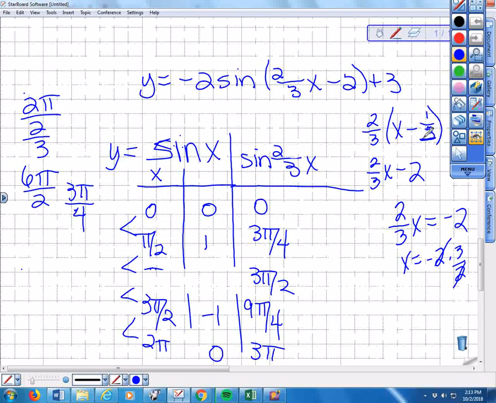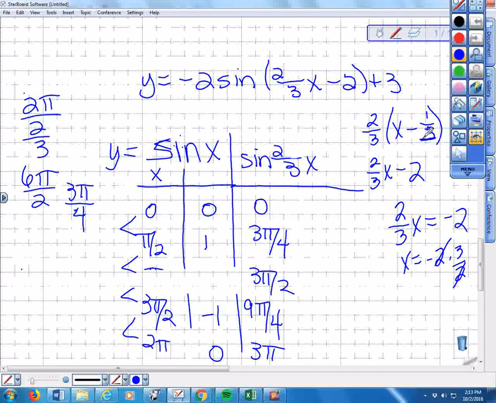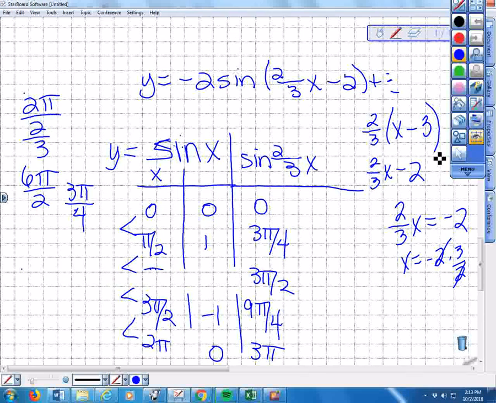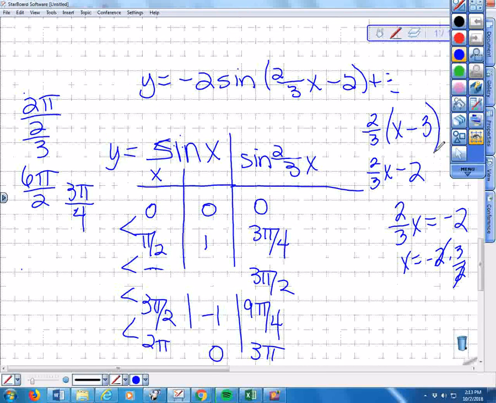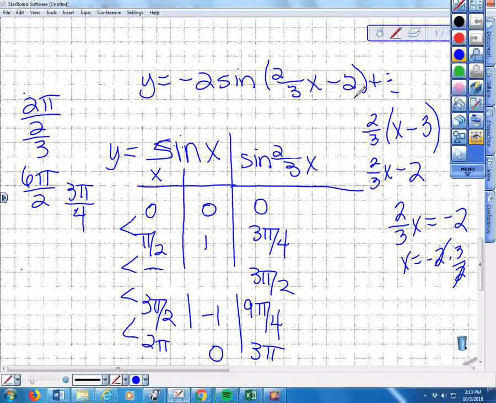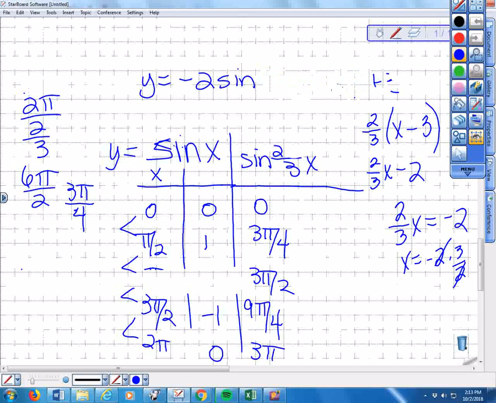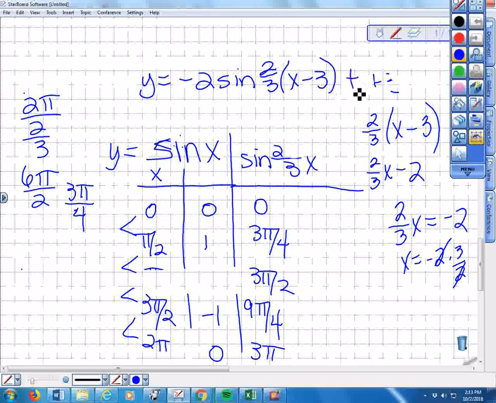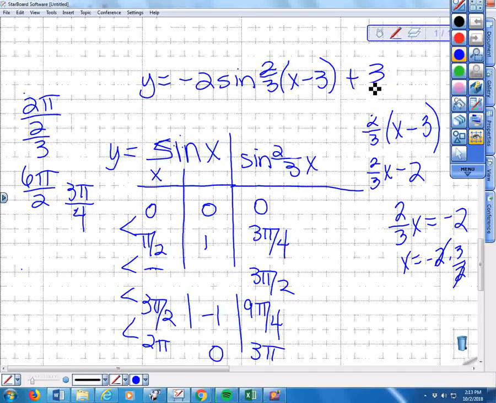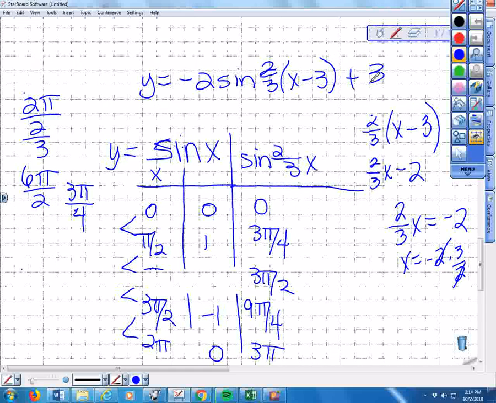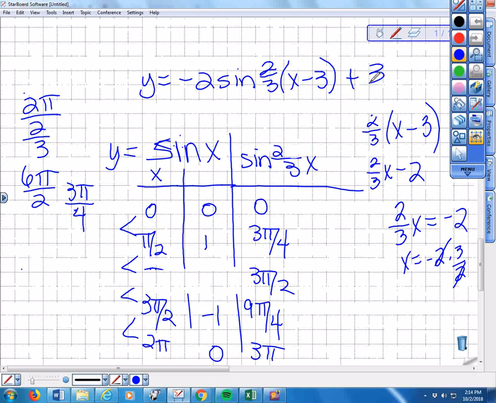So this should be negative 3, and I can check it. Is negative 3 times 2/3 negative 2? Yes. So this equation I could rewrite, okay. So this then is going to shift.